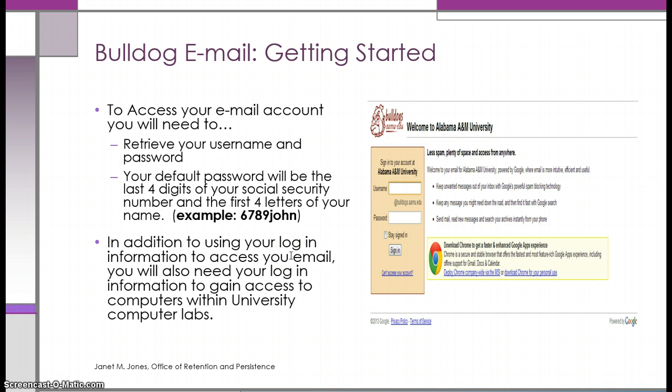To access your email account, you have to retrieve your username and password. Like I said, this is already set up once you register for school. So this is already waiting for you just to activate it. Your default password will always be the last 4 digits of your social security number and the first 4 letters of your name. Once you sign in with that information, you will be able to change it to something else for your new password.